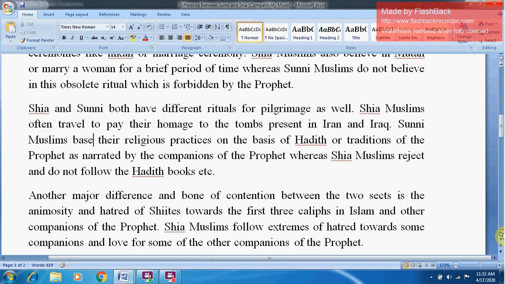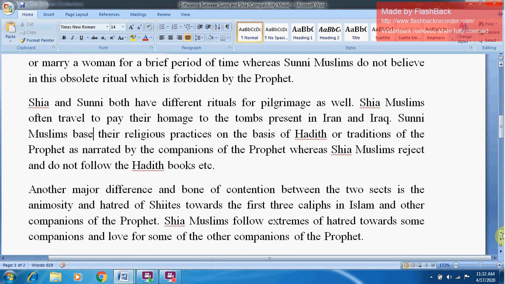Shia and Sunni both have different rituals for pilgrimage as well. Shia Muslims often travel to pay homage to the tombs present in Iran and Iraq, and Sunni Muslims base their religious practices on the basis of hadith or traditions of the Prophet as narrated by the companions of the Prophet, whereas Shia Muslims reject and don't follow the hadith books.